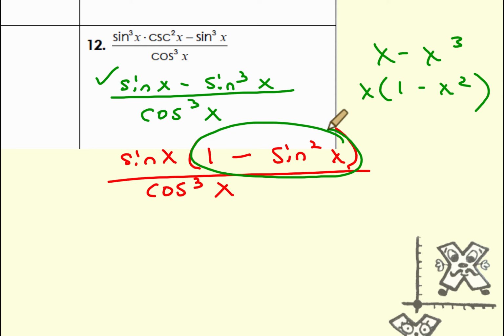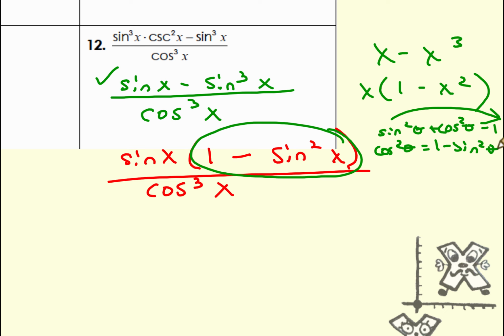This expression reminds me of a Pythagorean identity. Remember that the Pythagorean identity says that if I add the square of sine to the square of cosine, I get 1. So to make this 1 minus sine squared, I subtract sine squared from both sides, and I get the square of cosine is 1 minus the square of sine. So that means I can replace 1 minus sine squared with cosine squared. And then the same thing happens like we had before. I have cosine to the second power over cosine to the third power, which leaves just cosine of x.